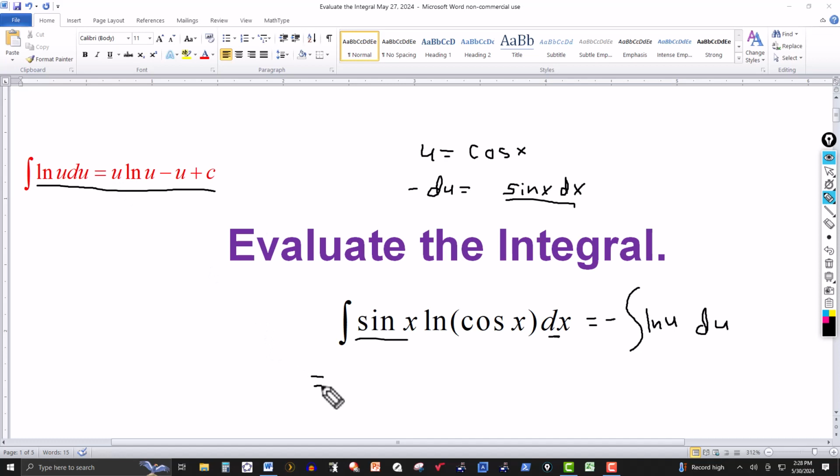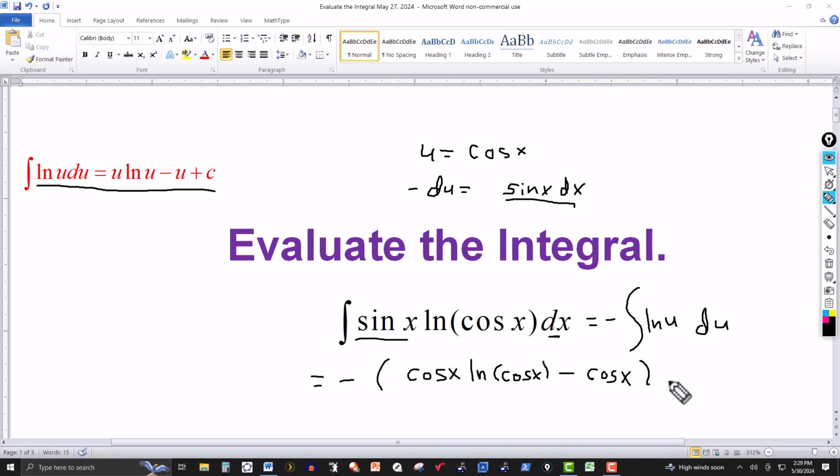This is going to equal: I have a minus, I put the minus there, and then put parentheses. And then I want the value of this using this formula. So it says it's going to be u times ln of u. But what is u? In our case, u is cosine of x. So this will be cosine of x, and then that's going to be times ln of u, but u is cosine of x, so this will be cosine of x. And then it's minus u, but u is cosine of x. And then it's plus your constant of integration.